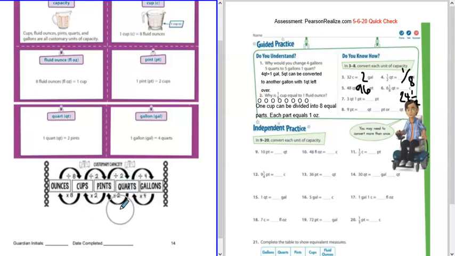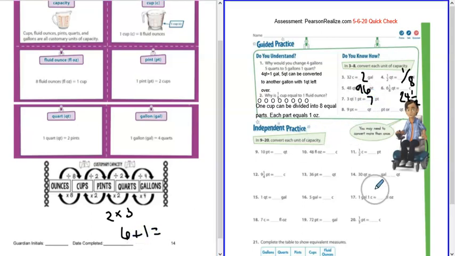So we're starting with 3 quarts, and we're going to pints, which means that we're just going to multiply by 2. And when I multiply by 2, I get 6. And then I still have that 1 pint over here that I need to add in. So 6 plus 1 gives me a total of 7 pints. So that one was pretty simple.